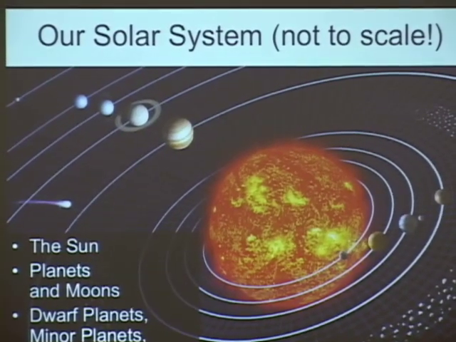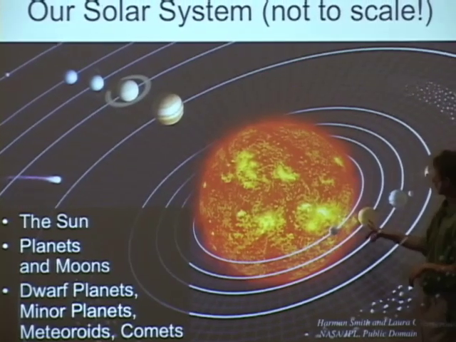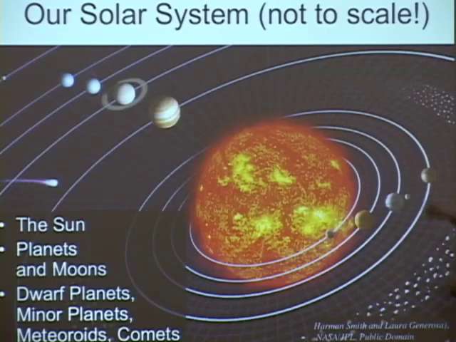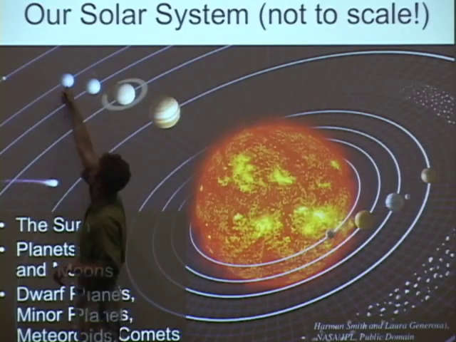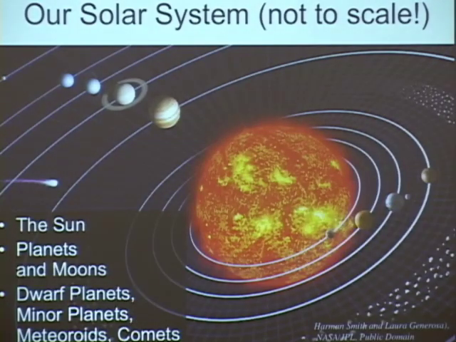However, we have the sun in the center of our solar system. We have the four inner planets, Mercury, Venus, Earth, our moon, of course, Mars. And then we have the outer planets, Jupiter, Saturn, Uranus, and Neptune. We have other bodies, okay, which have a variety of names, dwarf planets, minor planets, meteoroids, comets, depending on what they're made out of, where they lie in the solar system, and how large they are.